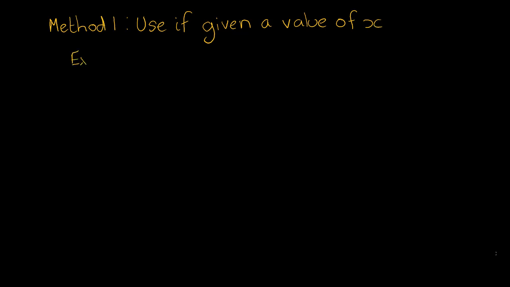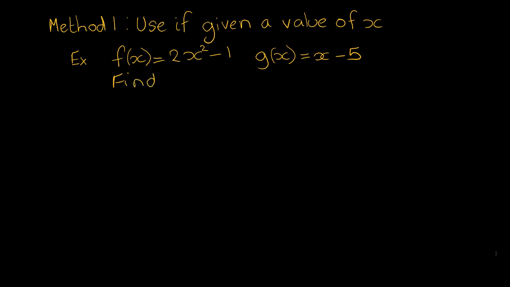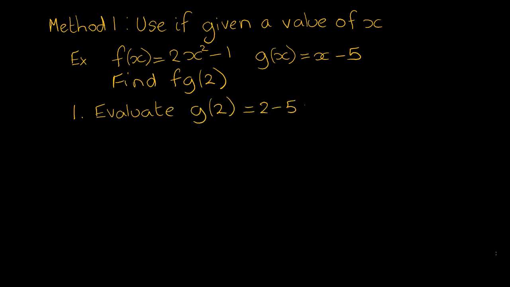So for example, here we have f of x equals 2x squared minus 1, g of x equals x minus 5, and they're asking us to find f(g) of 2. So we've got that x value there. So the first thing we're going to do is evaluate g of 2, which would give us 2 minus 5, which is minus 3.